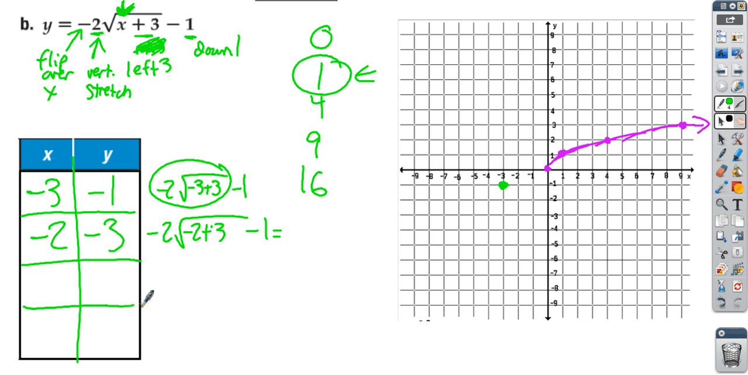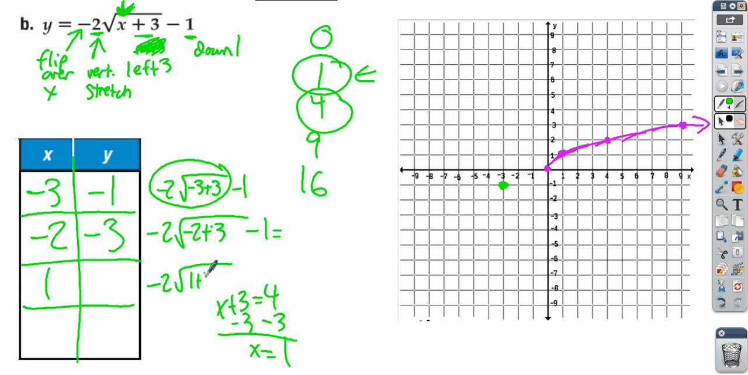Okay, last one, we want to get 4 being plugged into the square root. So I need the x plus 3, the thing under the square root, to equal 4. When does that equal 4? It equals 4 when x equals 1. So I'm going to put 1 right here, and then let's use that and find what the y is going to be. I'm plugging in a 1 there because that's where the x goes. When you solve that out, you'll get the square root of 1 plus 3, that's the square root of 4, which is 2. 2 times that negative 2 is negative 4. Negative 4 minus that 1 is negative 5. So let's graph these other 2 points. Negative 2, negative 3 is right here. And 1, negative 5 is right here.